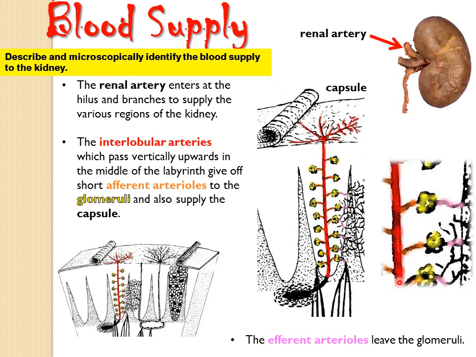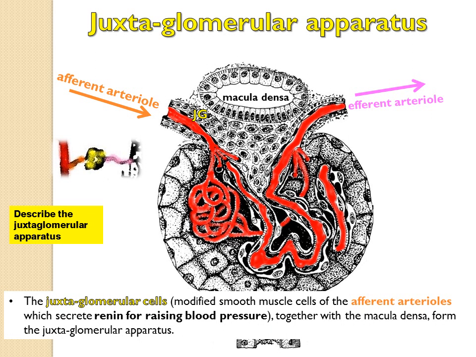But the most important one is that the afferent arteriole will supply the glomerulus, and the efferent arteriole is the one which exits. Okay, here you can see afferent going in, efferent going out. Remember I mentioned the macula densa. This is the part of the thick ascending limb of Henle, just before it goes over to the distal convoluted tubule. This structure, together with these cells around here, forms what's called the juxtaglomerular apparatus.